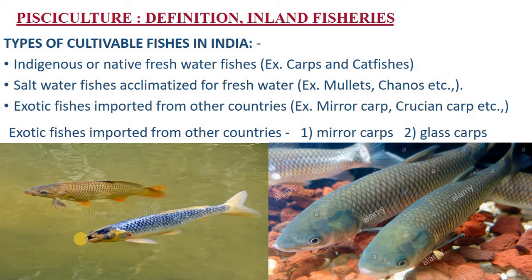The third variety is the cultivable fishes, exotic breeds imported from other countries. So we have the mirror carps and crucian carps, etc. These are the mirror carps and glass carps. So these are the exotic breeds. You see these varieties of the fishes.